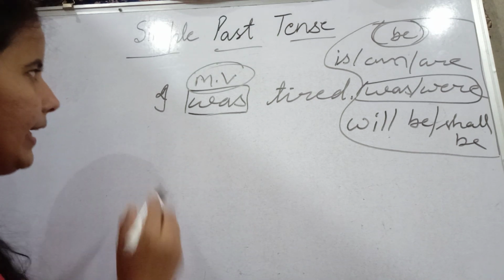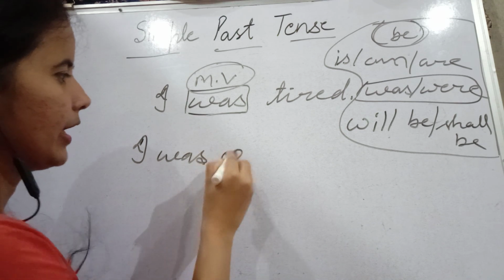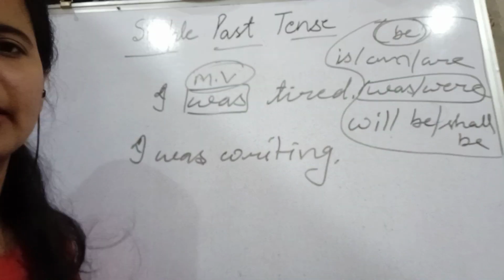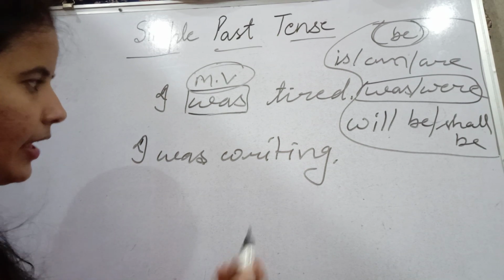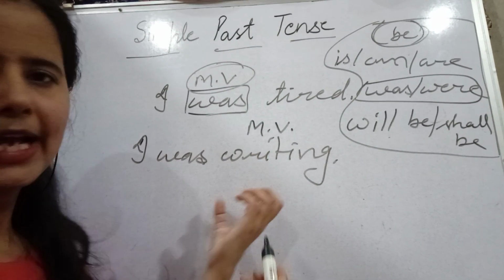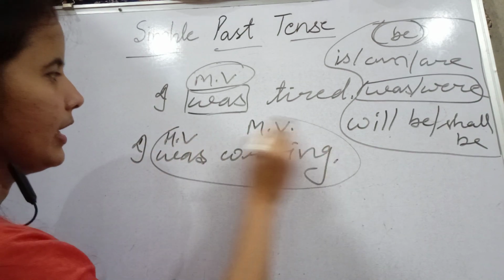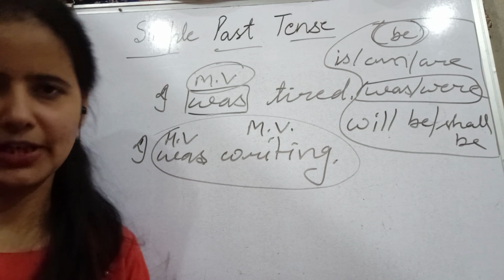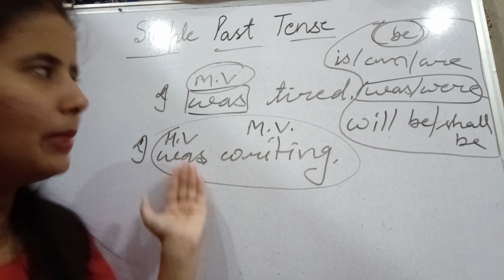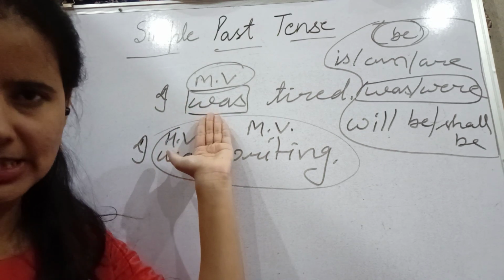Like if I write here, "I was writing." Now look at it. Here, what is the main verb? Writing is the main verb, an action verb, and was is the helping verb. So now it is past continuous tense. Because it has been used here as a helping verb. But in "I was tired" it has been used as a main verb, so it will be simple past tense.